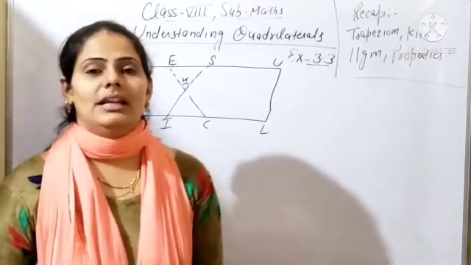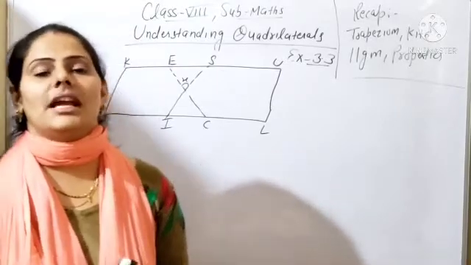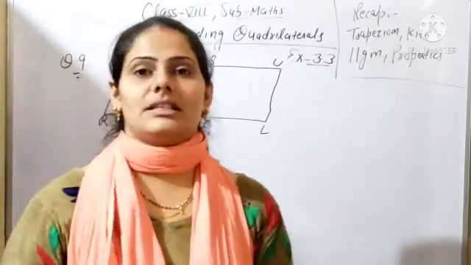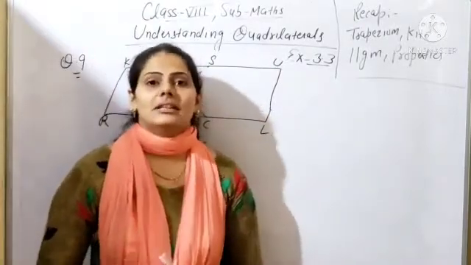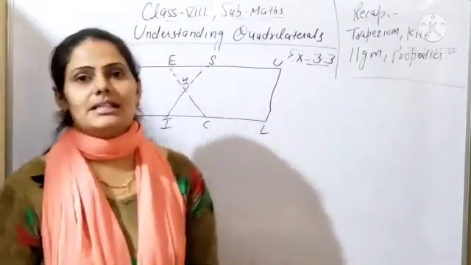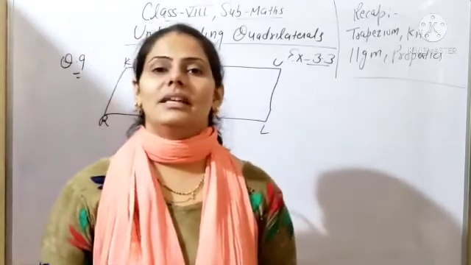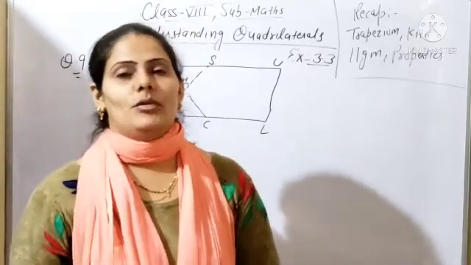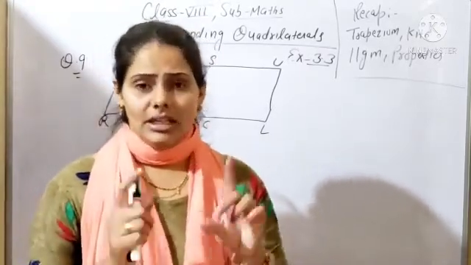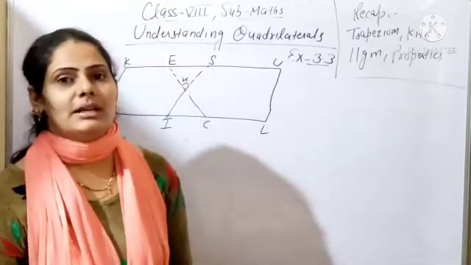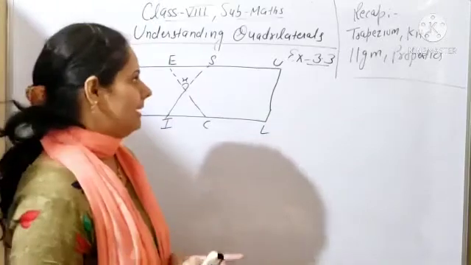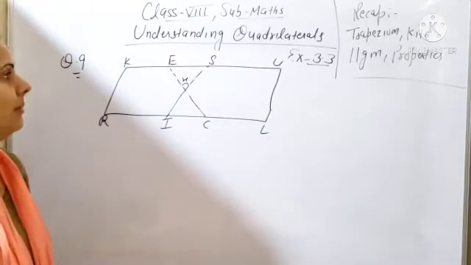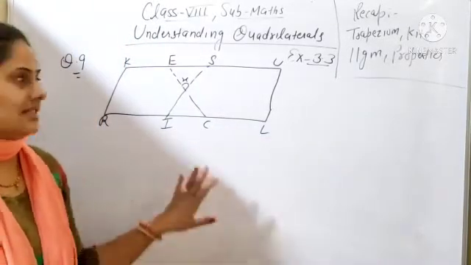And what are the properties of a parallelogram? First, opposite sides of a parallelogram are always equal. Second property is opposite angles are also equal. Third property is the sum of any two adjacent angles of a parallelogram is equal to 180 degrees. And the fourth property is that the intersecting point of the diagonals will bisect the diagonals into two equal parts. Clear beta? So we are mostly using the properties of parallelogram in this exercise.